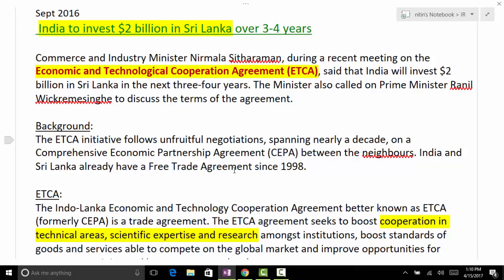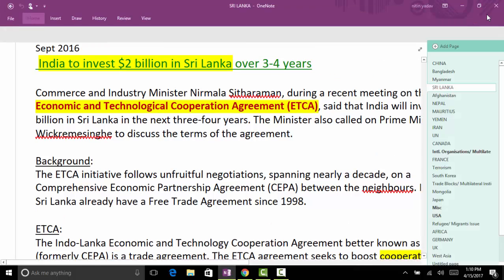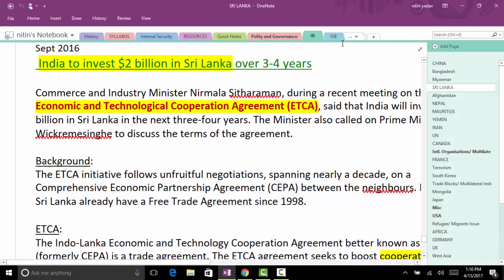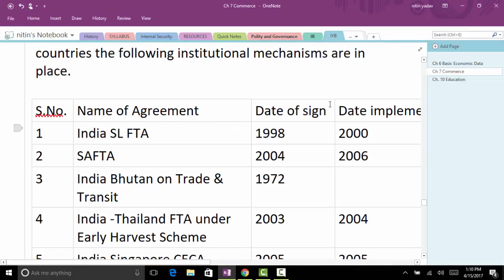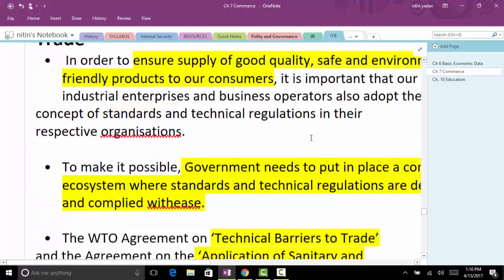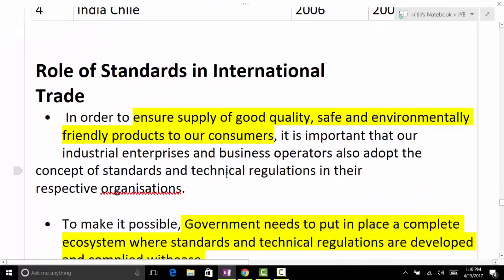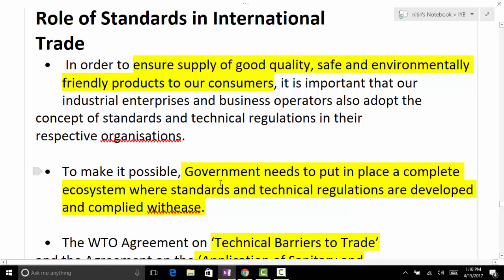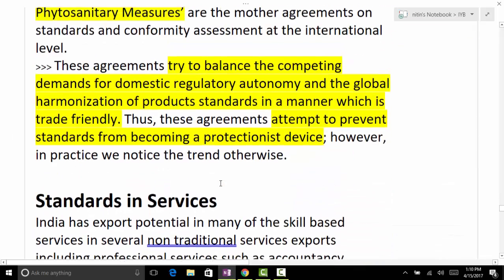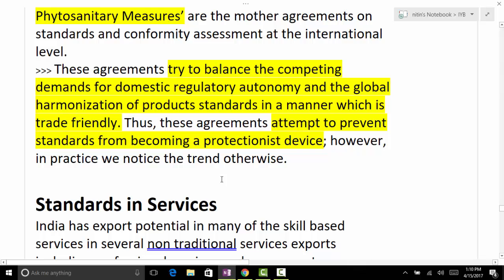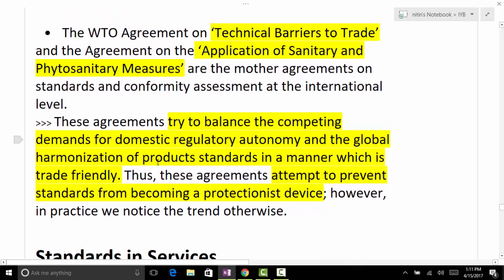Sir, please explain this part. Do these agreements attempt to prevent a standard from becoming a protectionist device? However, in practice... Where are you reading from? Sir, the rules of standards in international trade. Which point? Sir, this last one. Yeah, do these agreements attempt to prevent the standards from becoming a protectionist device? But in practice, the last one.